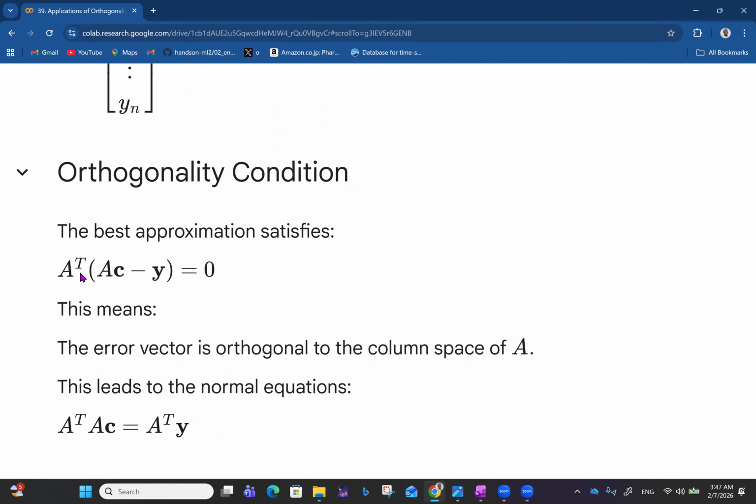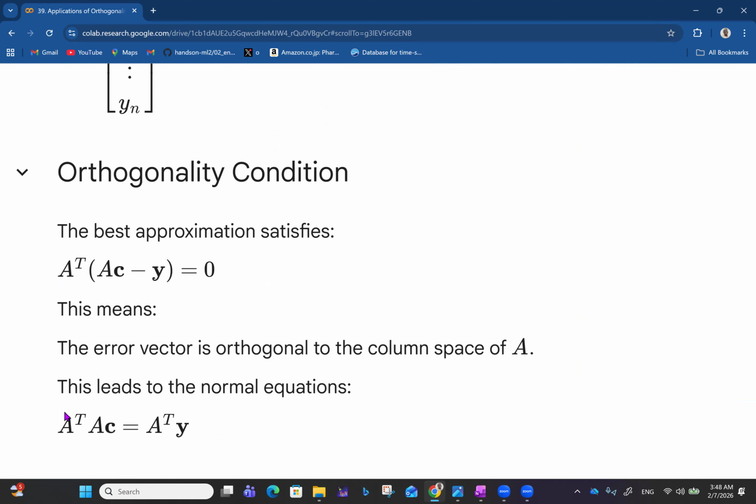Of course, that was the same thing as A transpose (AX minus B) equals 0. And it is from here we got that the error vector is orthogonal to the column space of A. So the error vector AC minus Y is orthogonal to the column space of A.